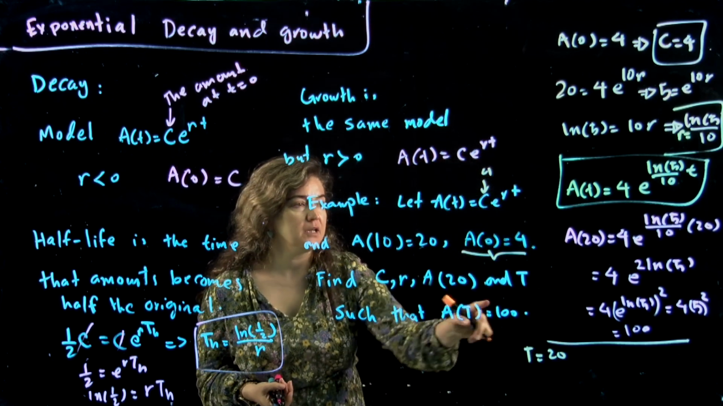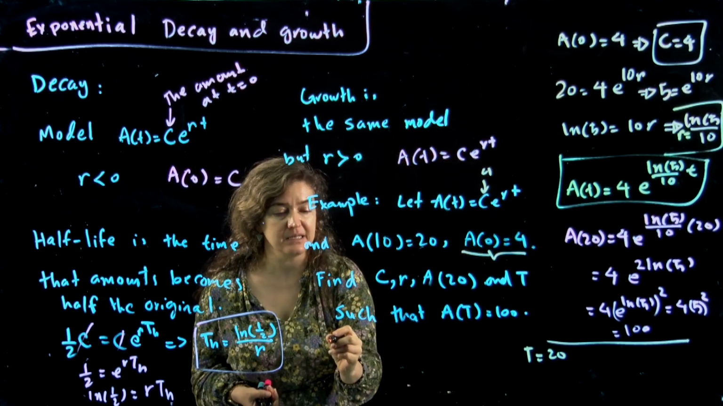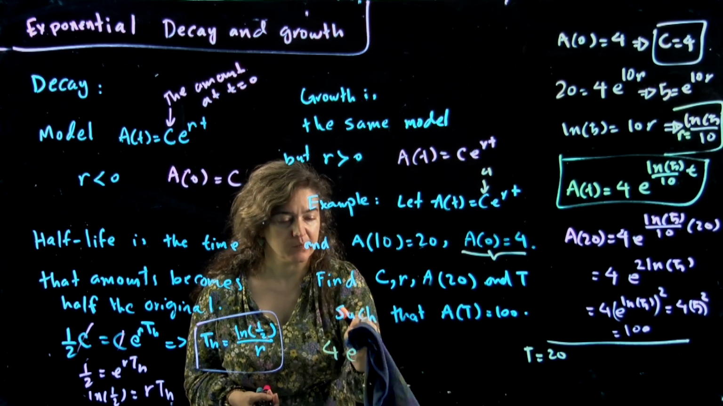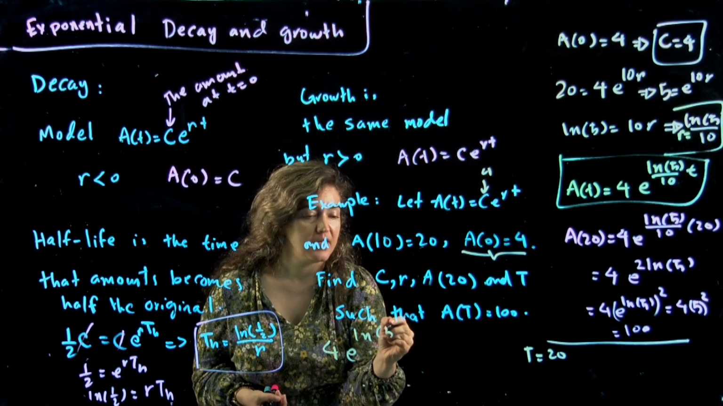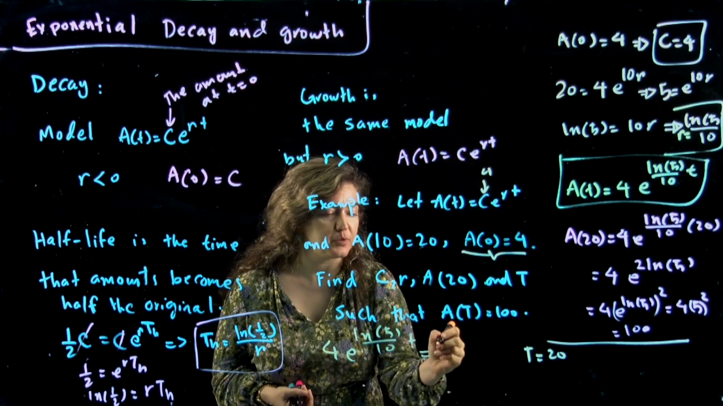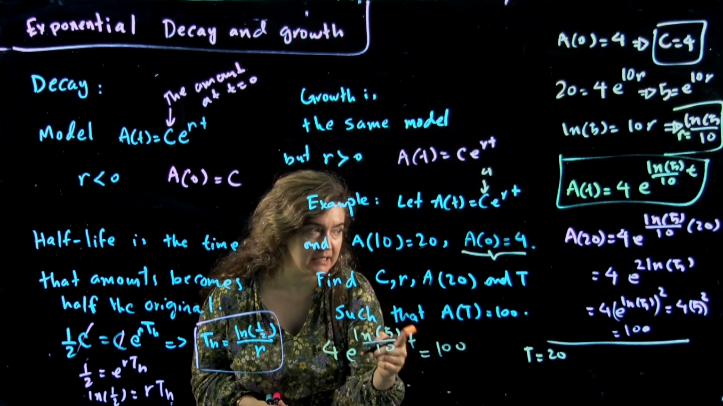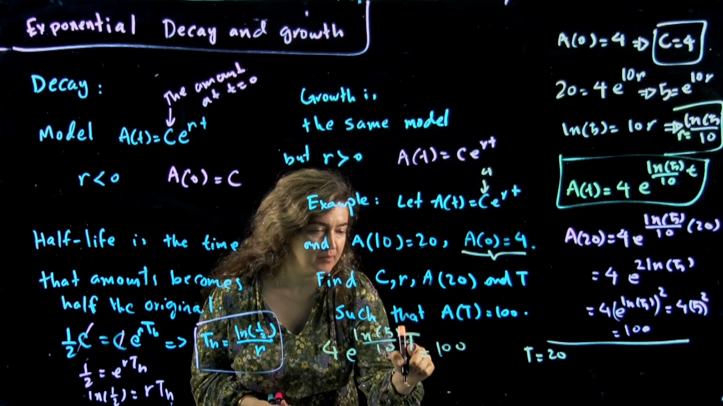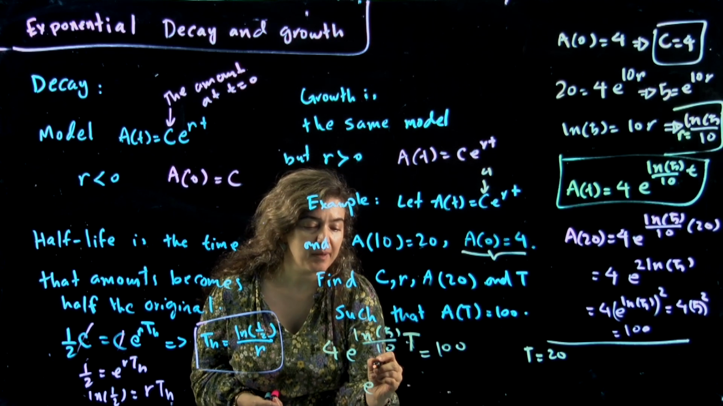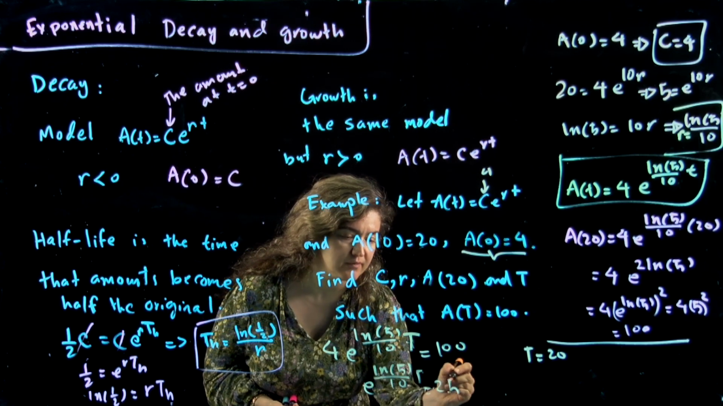Let's go back over here. What we need to do is, in the model, plug in that t. So 4 e to the power natural log of 5 divided by 10 times t, and set that equal to the output, 100. And then we have to solve for t in here. So this is the t time, and I'm using a capital letter because this is a specific t. So e to the power natural log of 5 divided by 10 times t is equal to 25.